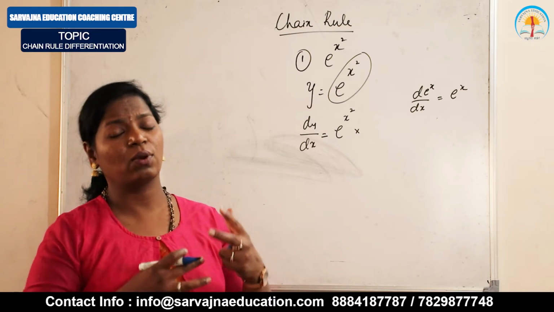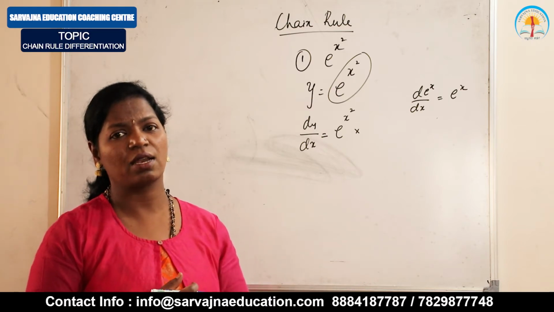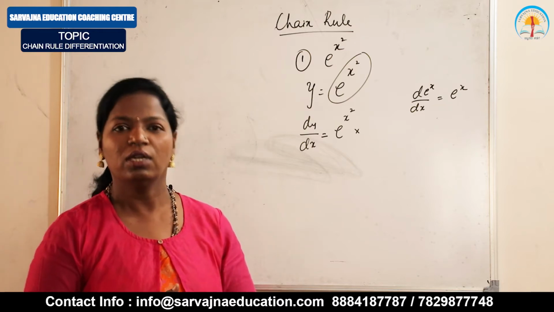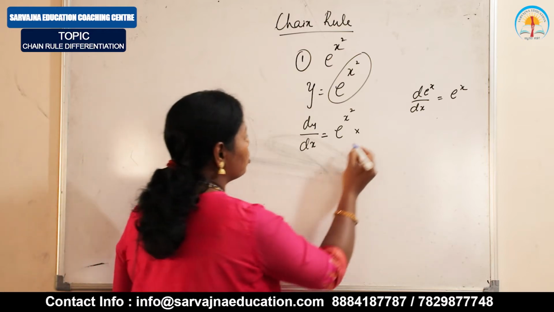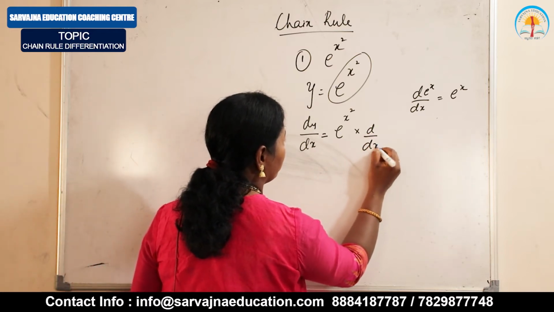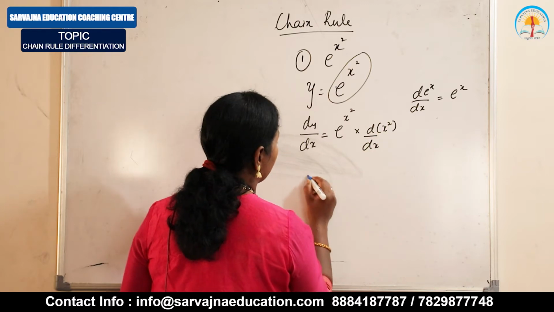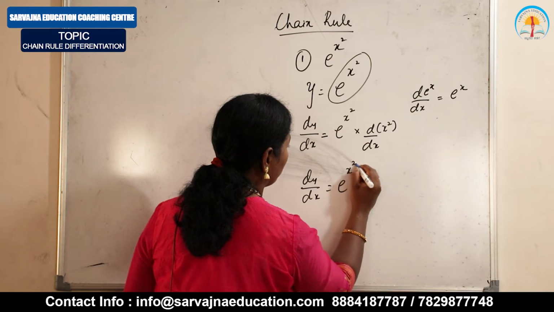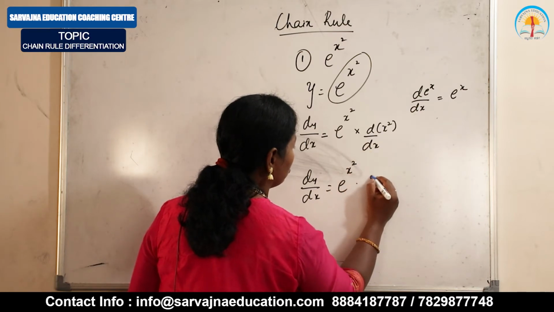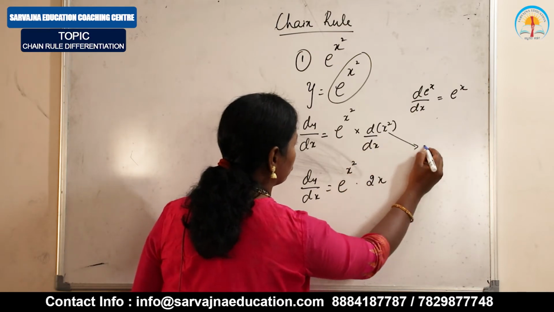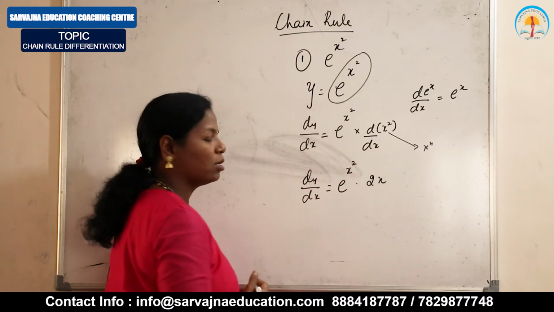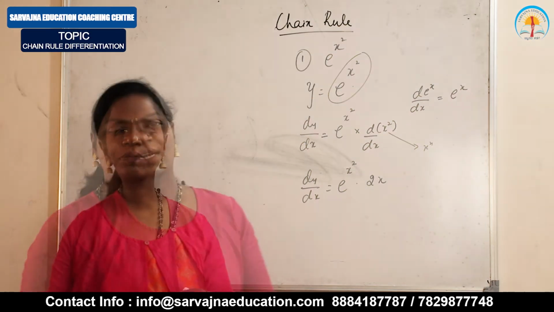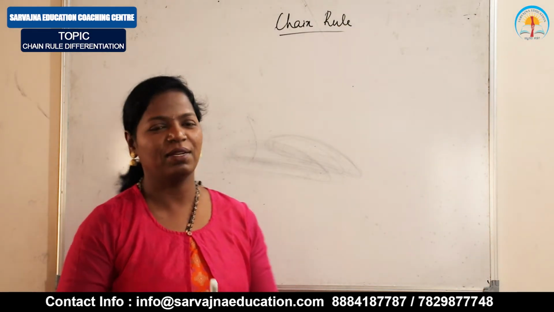Now is there any other function in that? Yes, we have x square as another function that we have to differentiate. Okay. So d by dx of x square. So dy by dx is equal to e to the power of x square into, x square differentiation is 2x. It looks like x to the power of n. So the answer is e power x square into 2x. This is a very simple way. Guys, we'll see one more example for this.